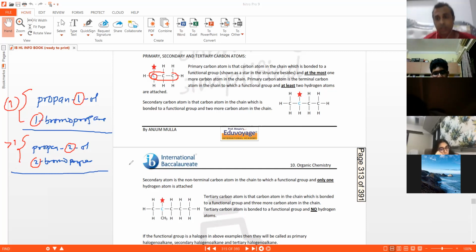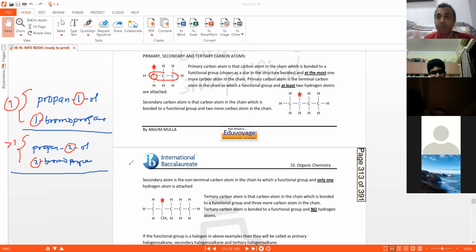In the tertiary, the same number will appear twice, and that number will be more than 1. The number will not be 1. It will be more than 1. And the same number should appear twice. Remember, the same number should appear twice.